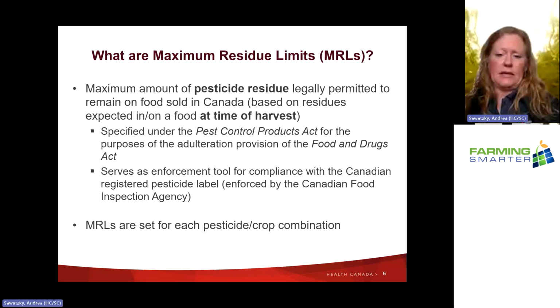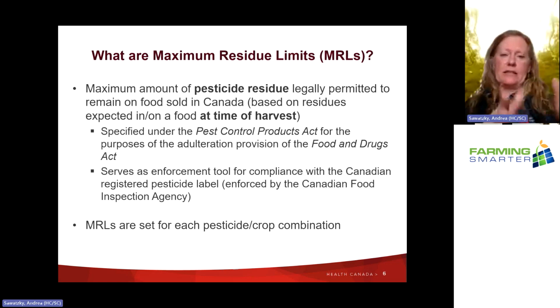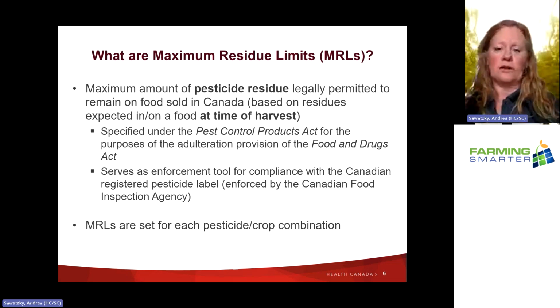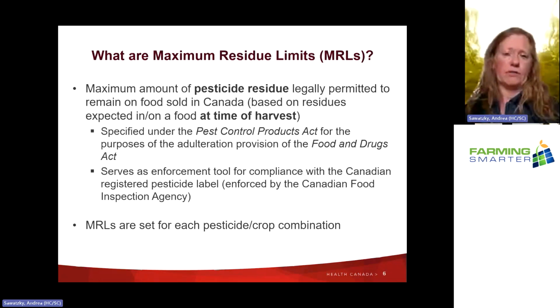But, and this is another point, if it is determined that an unacceptable risk exists, then the product will not be approved for sale or use in Canada. So when a product is being registered in Canada, this is also one of the criteria for being registered. It has to have a maximum residue limit that will be considered safe, or within safe limits, for Canadians to ingest that food.